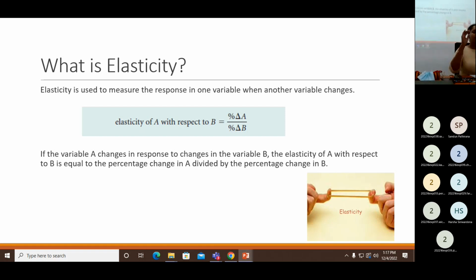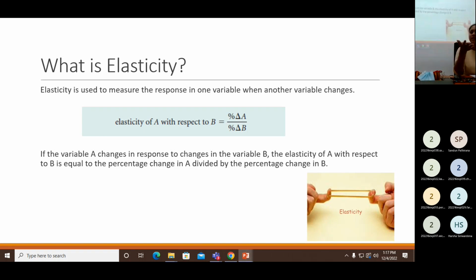Right? So here, can you identify which is the independent variable and which is the dependent variable? What is the independent variable? B. B is the independent variable. B is the one which is changing, and because of the change in B, A is responding. A is also changing because of the change in B. So A will be the dependent variable, and B is the independent variable.